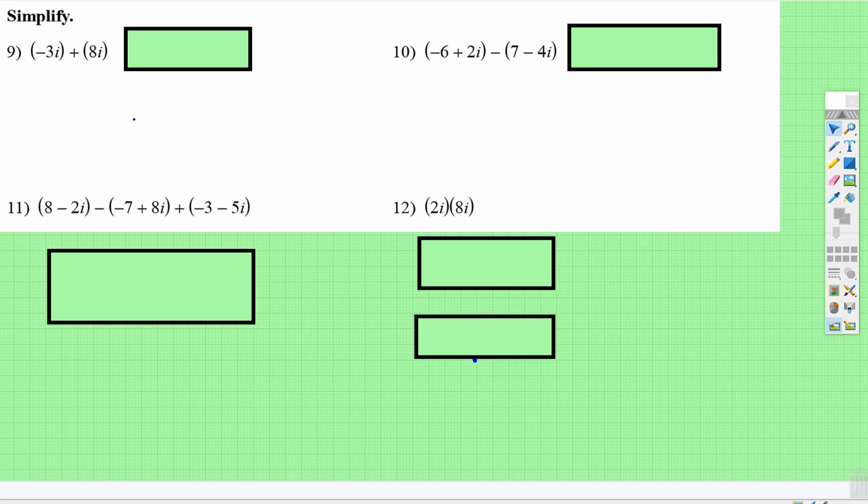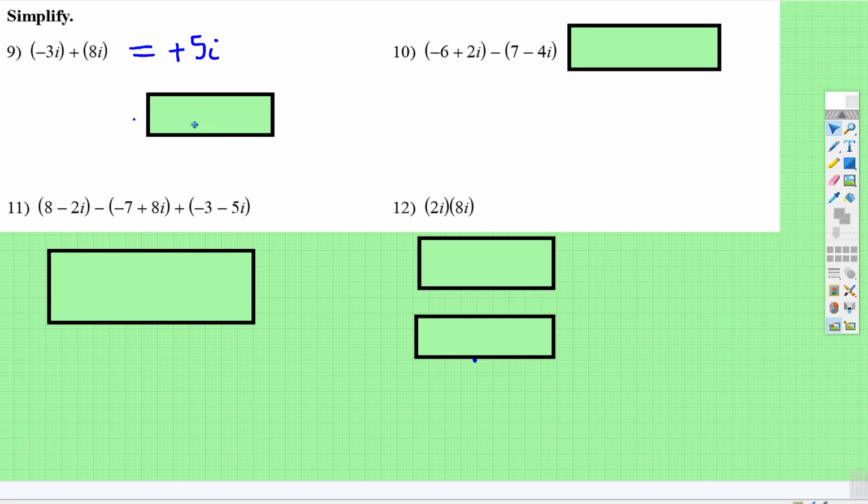Okay, operations with complex numbers: adding, subtracting. Subtracting is easy. It's just like terms. So for negative 3i plus 8i, those are same terms. Add them together and you get positive 5i.